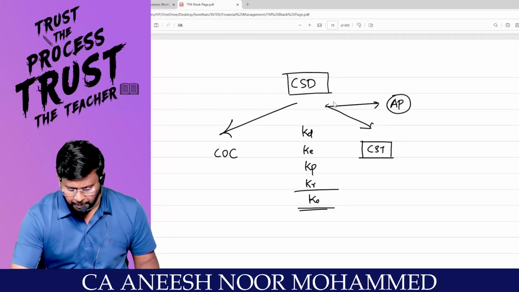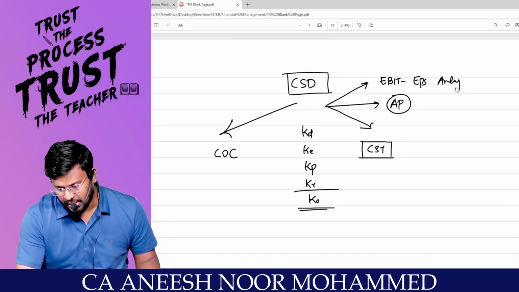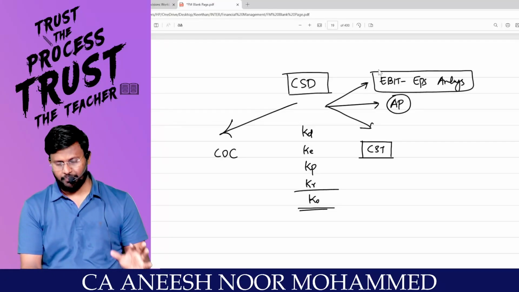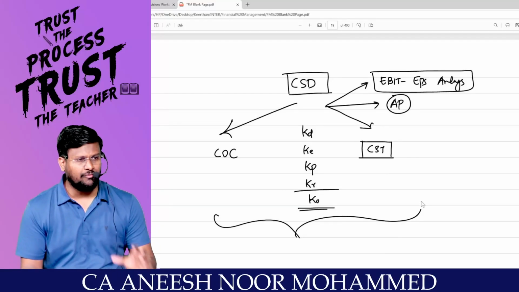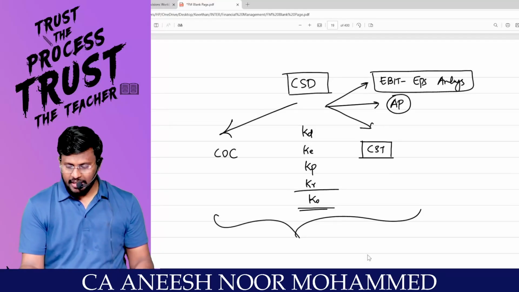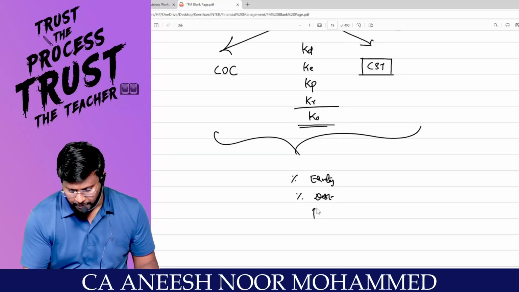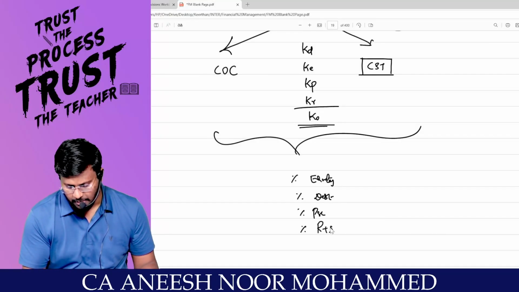Now, we are pending with one topic called EBIT-EPS analysis. EBIT-EPS analysis. This is an expected area for examination. I will tell you, man, actually in the whole chapter, we have not discussed in a capital structure, how much should be the percentage of equity, how much should be the percentage of debt, how much should be the percentage of preference share capital, and how much should be the percentage of reserves and surplus.